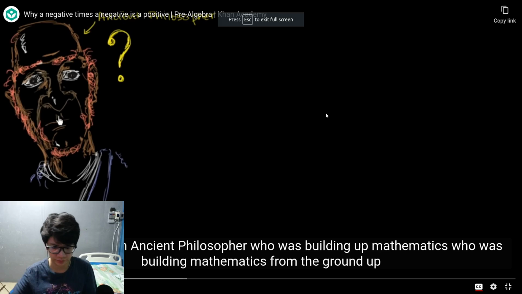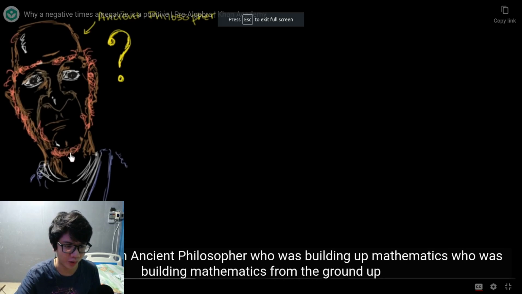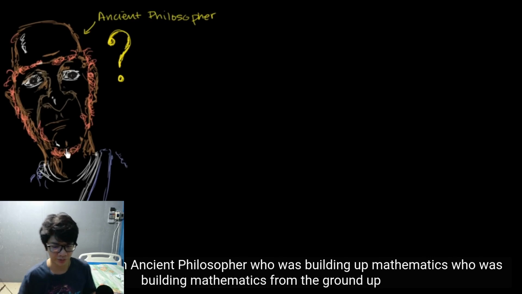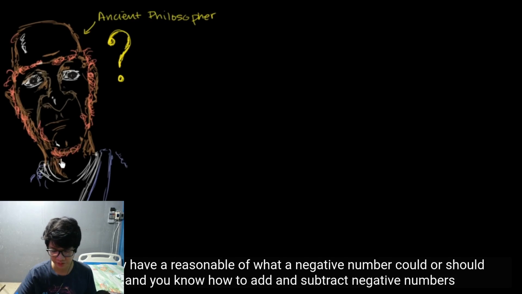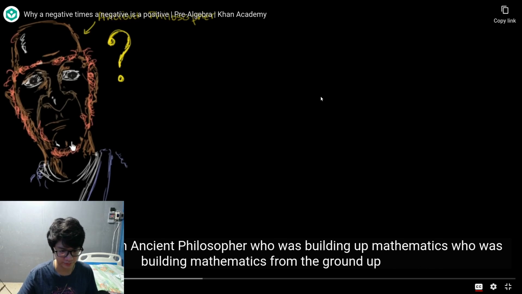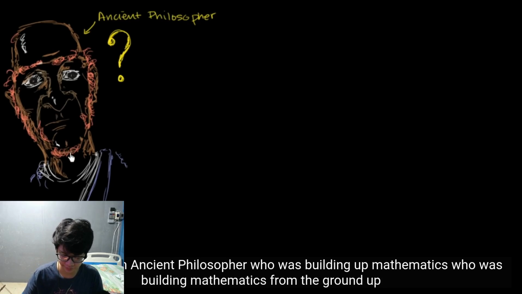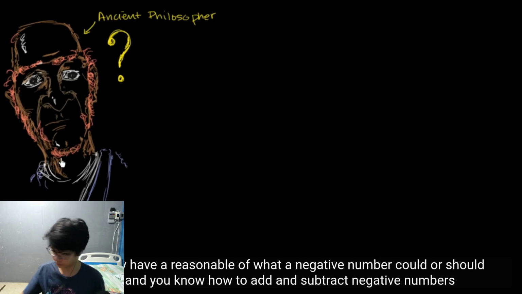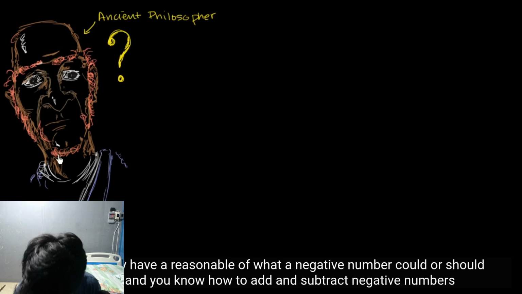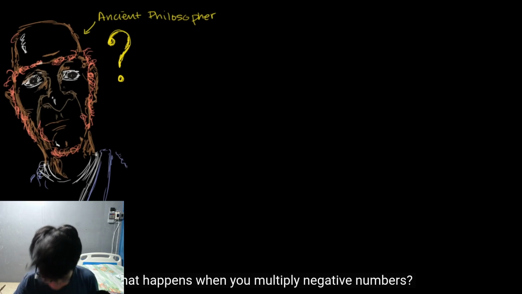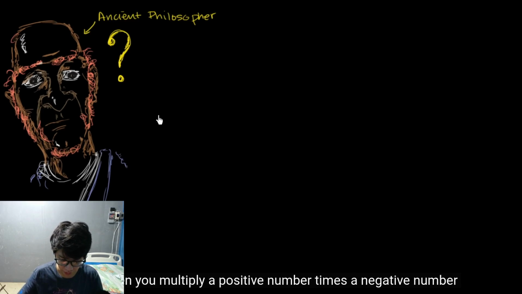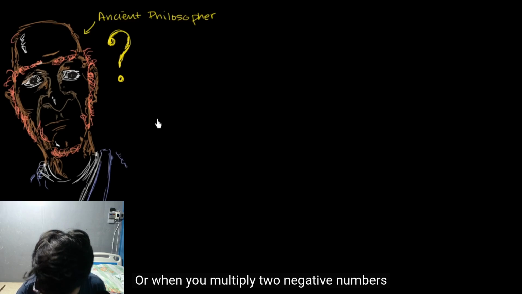Let's say that you are an ancient philosopher who is building up mathematics from the ground up, and you already have a reasonable understanding of what a negative number could or should represent, and you know how to add and subtract negative numbers, but now you are faced with a conundrum. What happens when you multiply negative numbers? Either when you multiply a positive number times a negative number, or when you multiply two negative numbers.